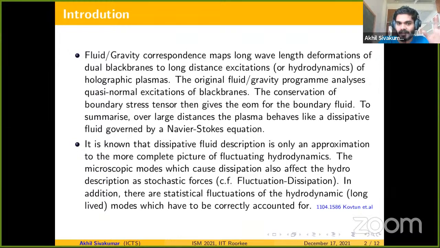But we know that a dissipative fluid description is only an approximation to the more complete picture of fluctuating hydrodynamics. The reason is that the microscopic modes which cause dissipation also affect the hydro description as some stochastic forces. So this should be thought of as a fluctuation-dissipation relation. And in addition, there are statistical fluctuations of the hydrodynamic modes themselves, which are long-lived. Once you start accounting for these long-lived fluctuations, it makes your hydrodynamic theory sick. You can check this reference for some discussion of this.